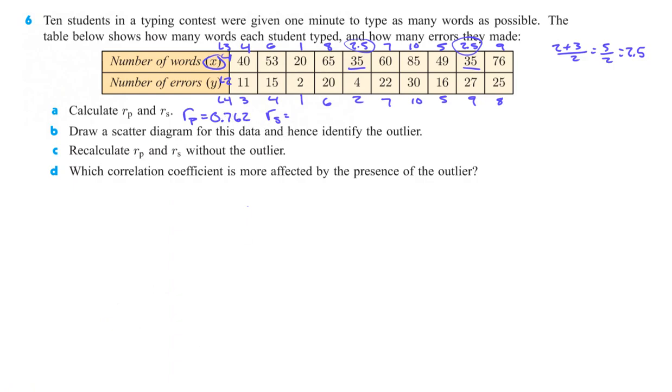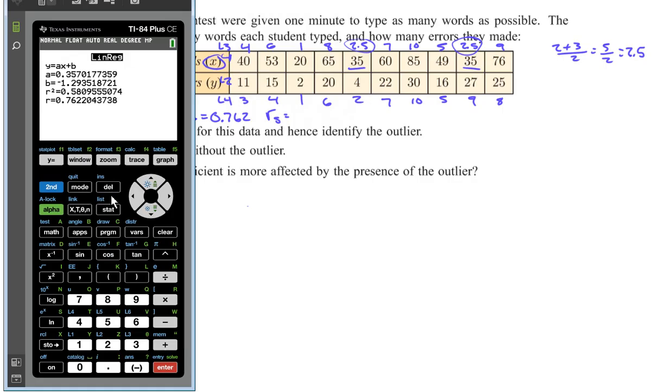0.762. Now to do the Spearman's rank on that, we're going to go back straight into stat, and we're going to go over to calculate again, and we're going to do another linear regression. So that's number 4. And then now the thing that's different is that our X list now needs to be list 3 and our Y list needs to be list 4. So I have to change L1 to L3. So what you got to do here is look in here, L1, L2, L3. So I have to turn this into L3. So I have to do second 3, and that'll turn it to list 3. And then for this next one, I have to do second 4, and that's now list 4.